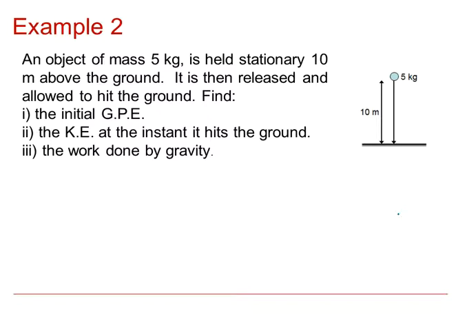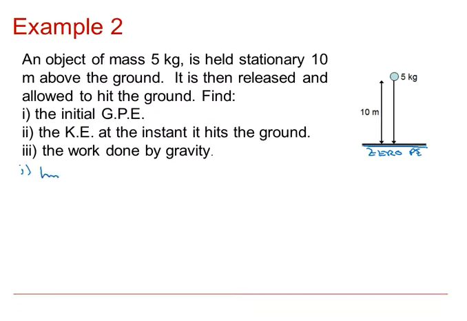So here we have an object of mass 5 kilograms. It's initially held stationary 10 meters above the ground. It's then released and allowed to hit the ground. We want to find the initial gravitational potential energy, the kinetic energy at the instant it hit the ground, and the work done by gravity. So the first thing we need is our initial potential energy. So I'm going to define zero potential energy as the level of the ground.